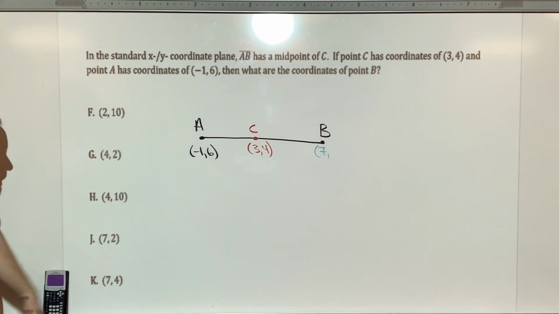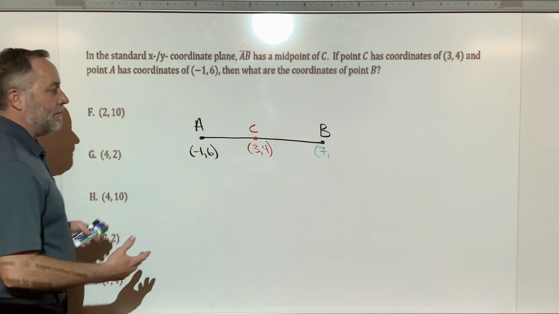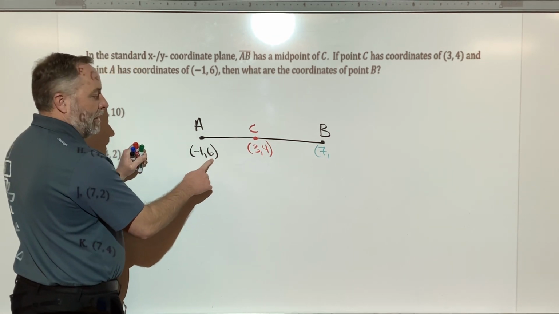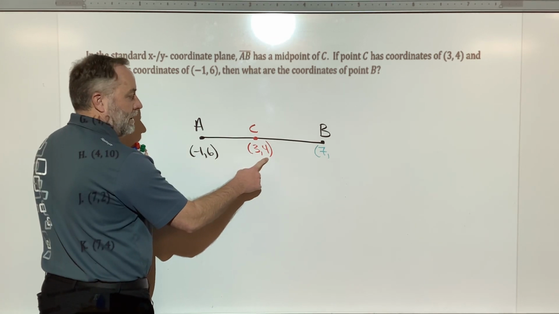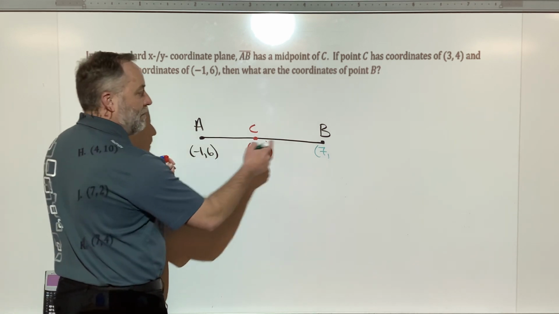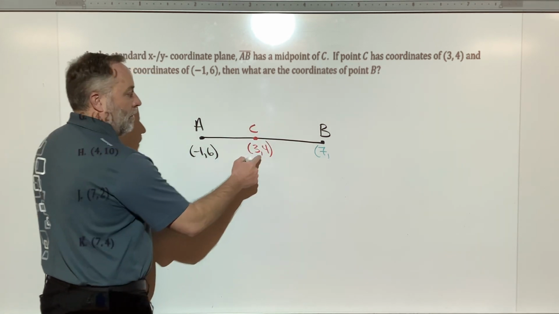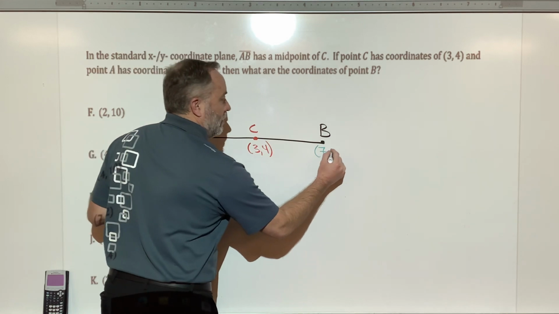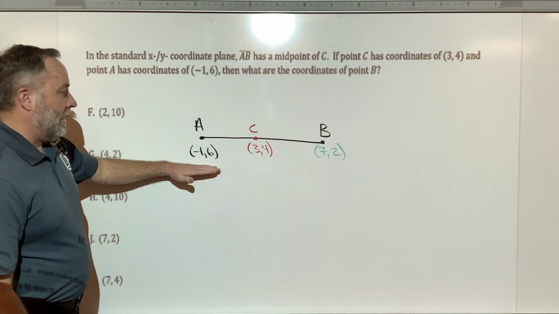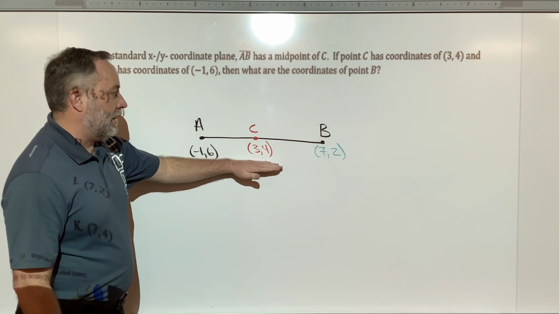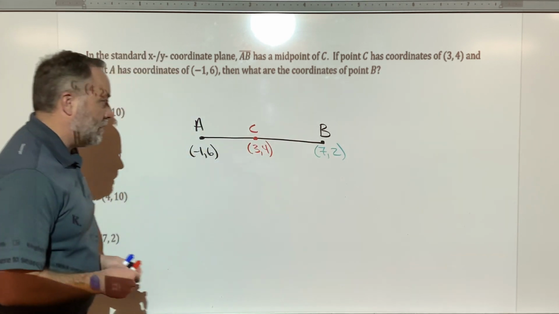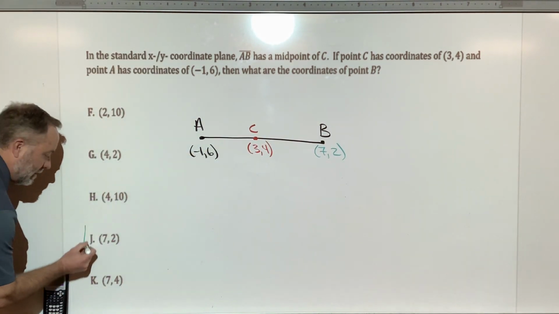So now we just want to figure out the y value. Doing the same thing, point C as compared to point A. We notice A is 2 above point C. A is at 6, C is at 4, so A is 2 above, which means B must be 2 below. So 4 minus 2 gets us to 2, and therefore, with A being at -1, 6, and C being at 3, 4, we know that the coordinates of B are located at 7, 2, and we can find that in selection J.